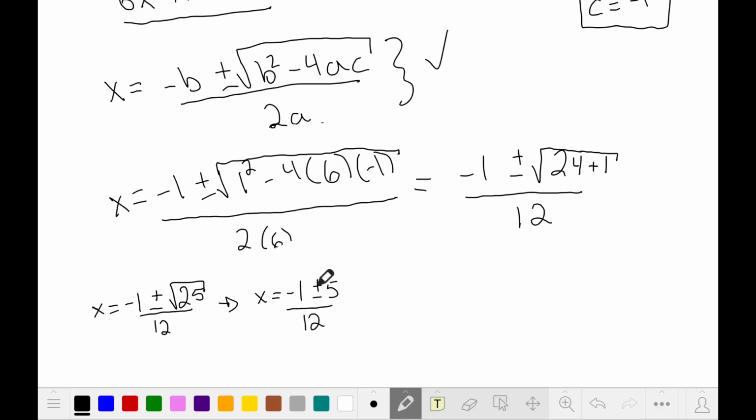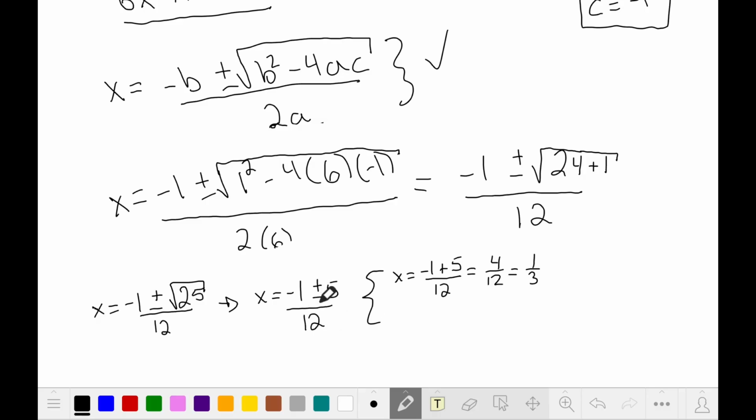And then you see how we've got this little plus or minus? That's telling us that we've got 2 solutions. So we're going to have to pick both. So we're going to go with the positive one first. We're going to have x is equal to negative 1 plus 5 divided by 12. So we've got minus 1 plus the 5. So we're going to have 4 out of 12. And again, with the multiplication tables, that's just 1 out of 3.